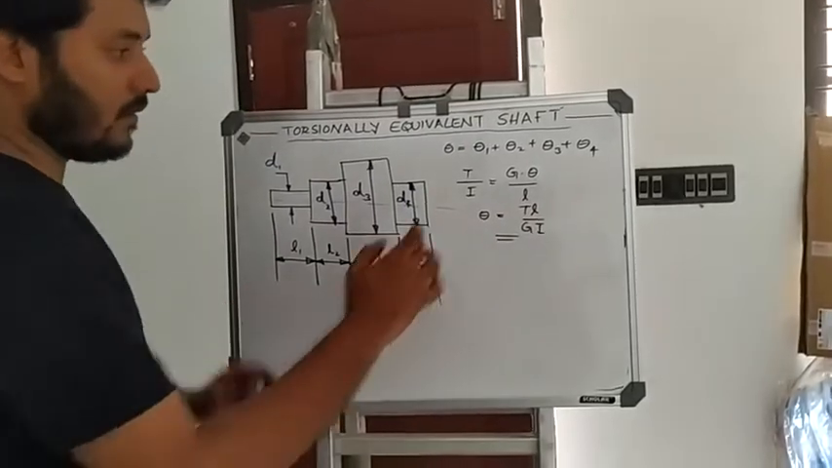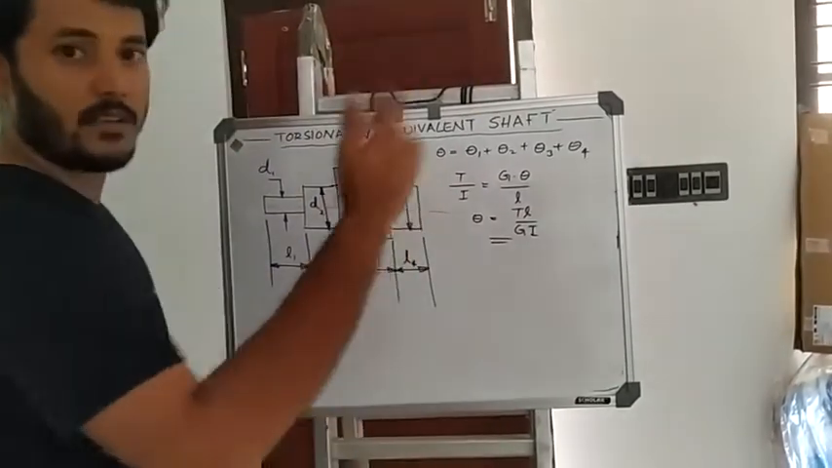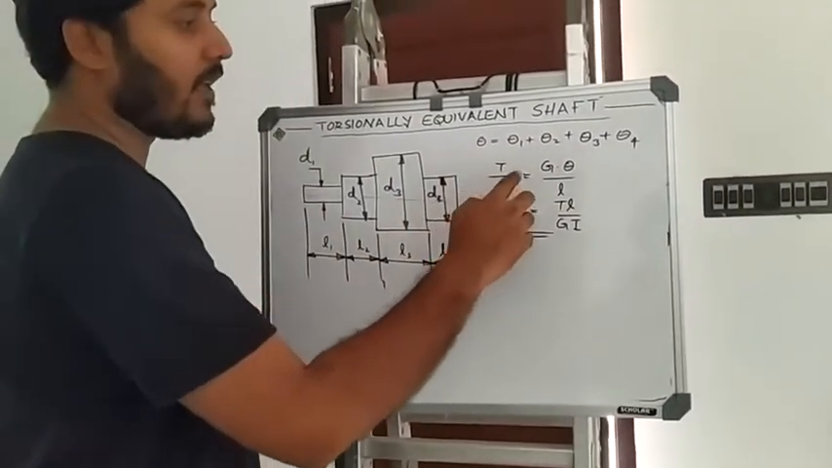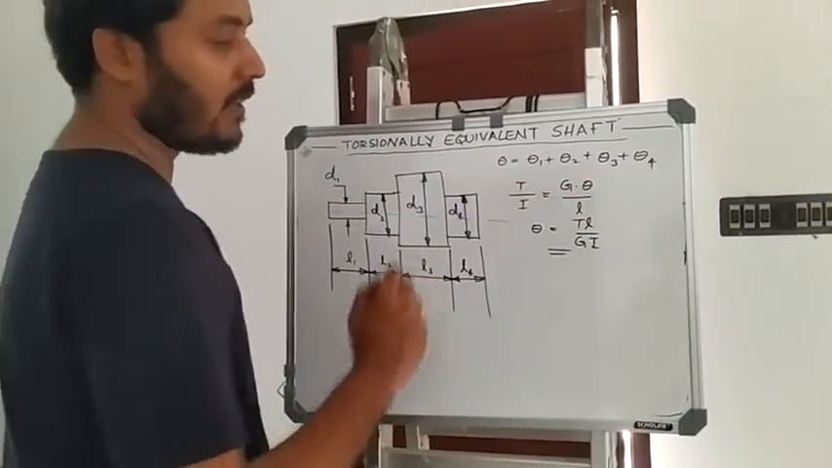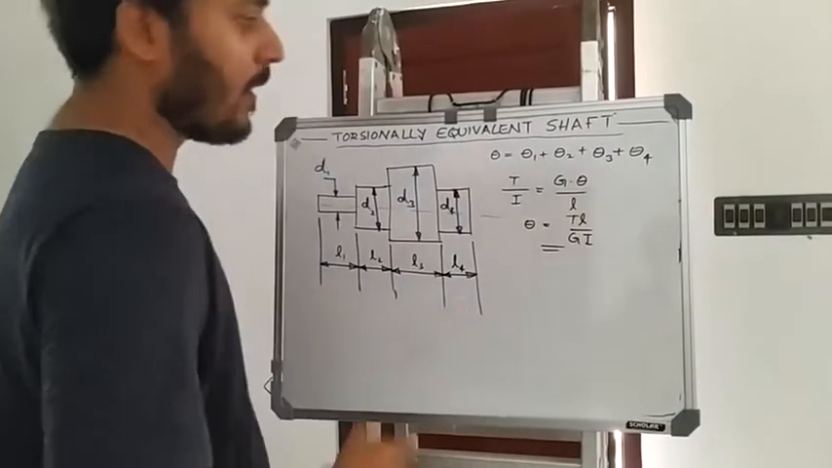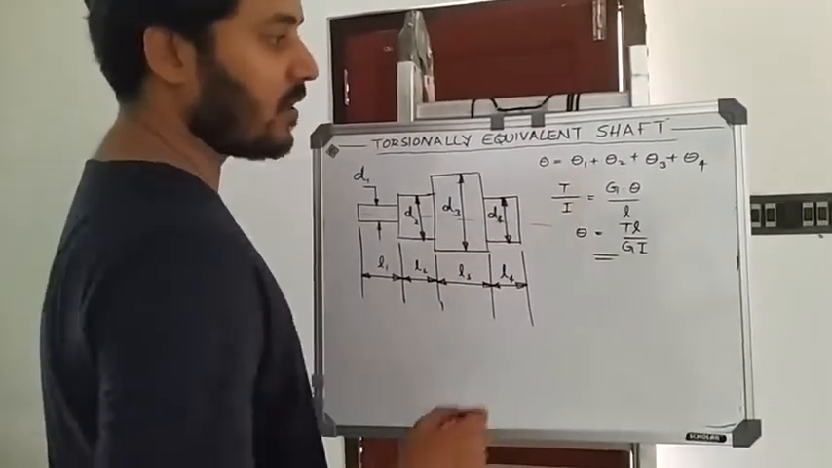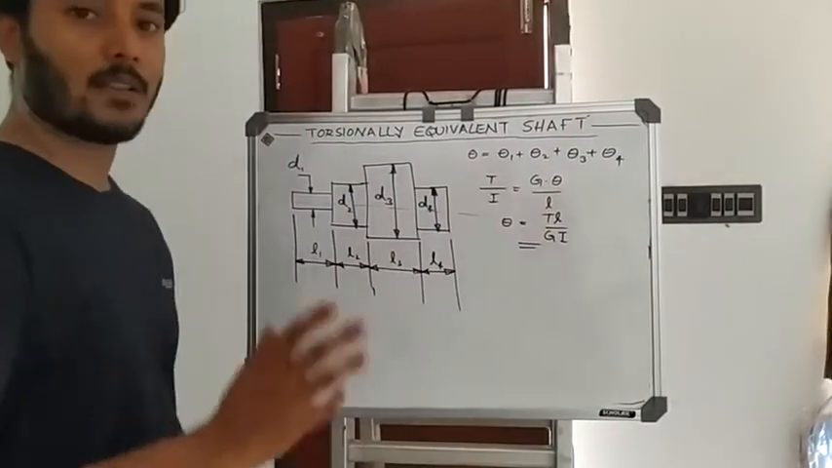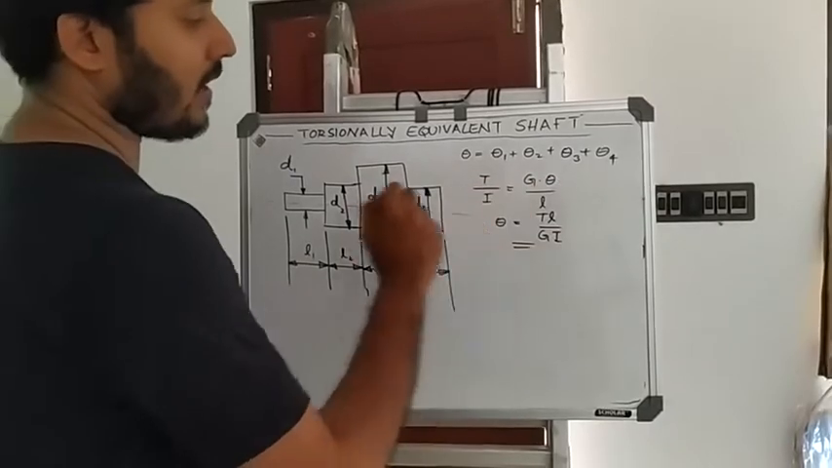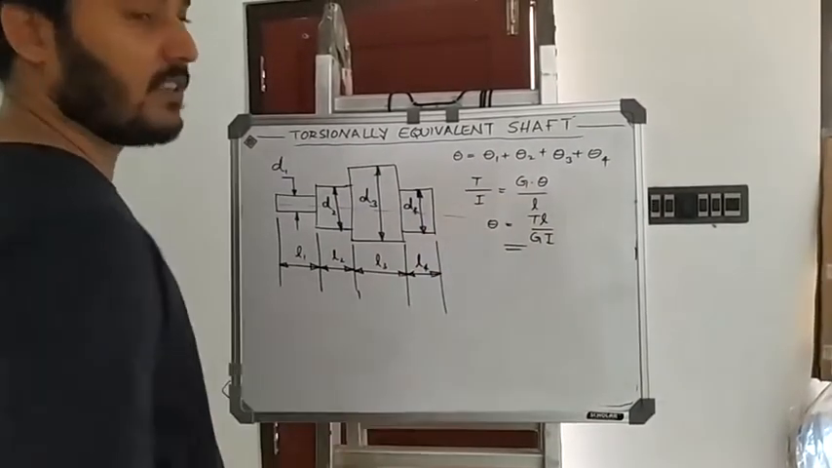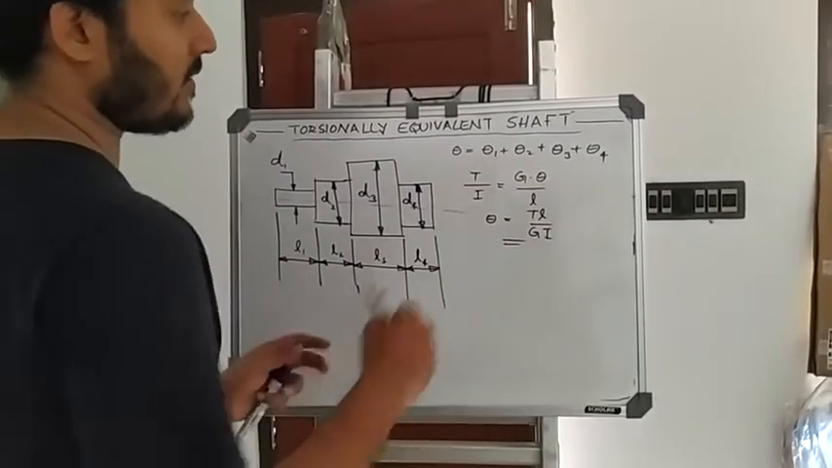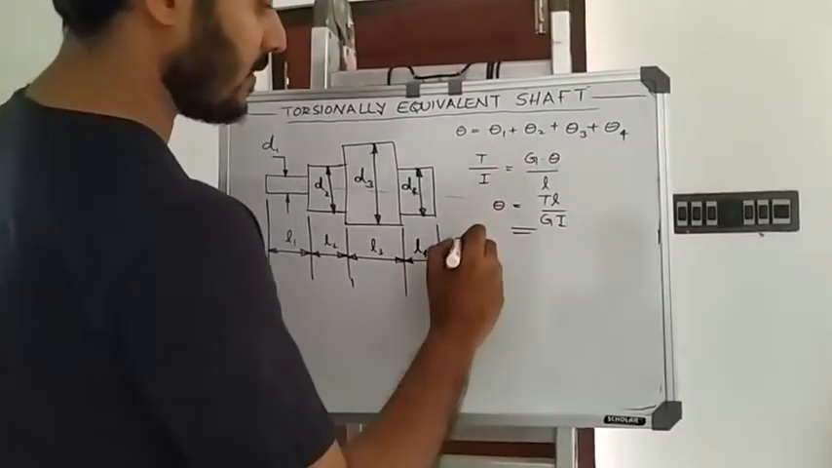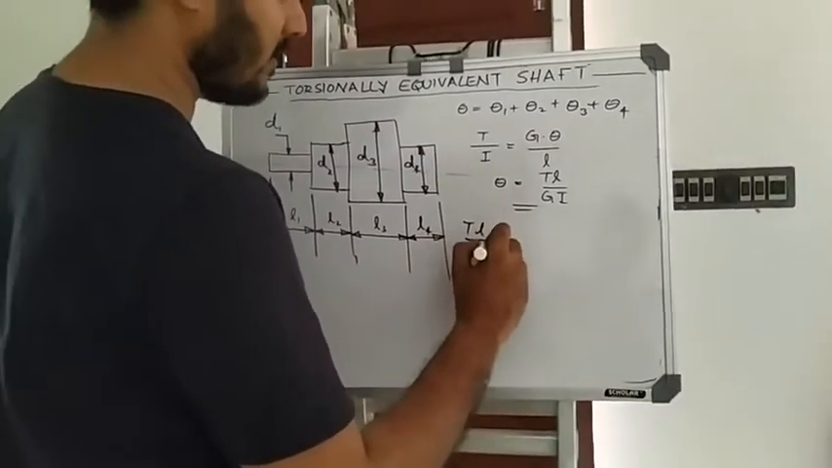Now we have the torsional equation which we have been studying from very long back. That is T by I is equal to G theta by L, where T is the torque applied, I is the moment of inertia, G is the modulus of rigidity of the material, theta is the angular displacement, and L is the length of the shaft. Now from this equation we can write theta is equal to T into L divided by G into I. Now substituting this value in this one, we can obtain this equation as TL divided by GI, which is the general format.